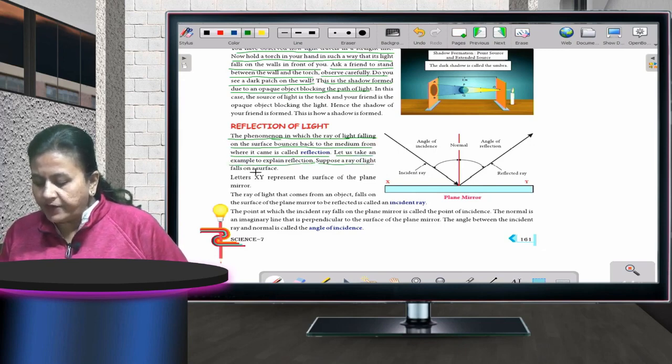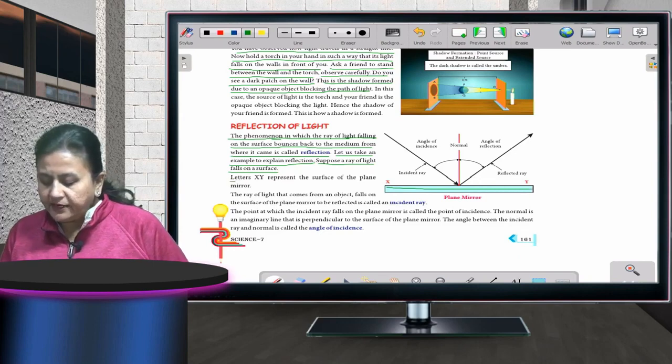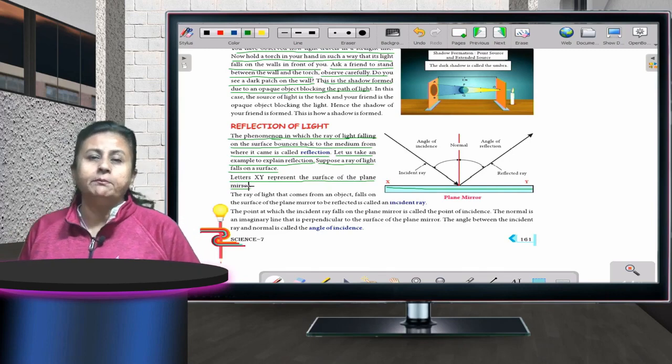Suppose a ray of light falls on a surface. This is a surface XY. As you can see on your screens also, this is a surface XY. Let XY represent the surface of a plane mirror. We are talking about the plane mirror over here.